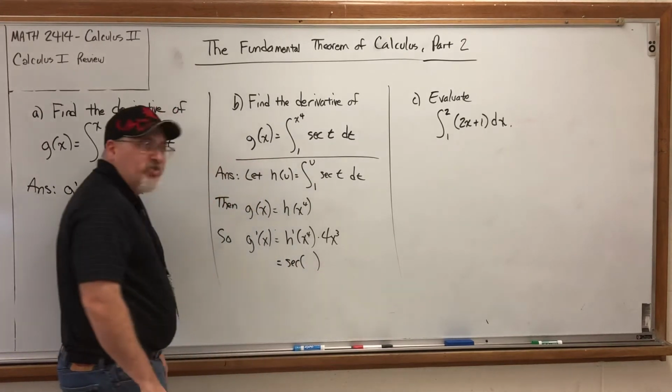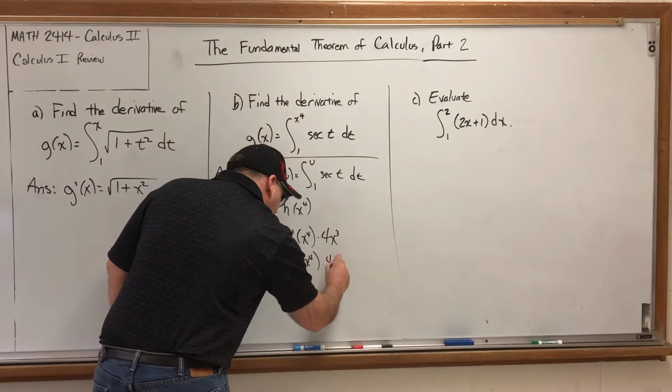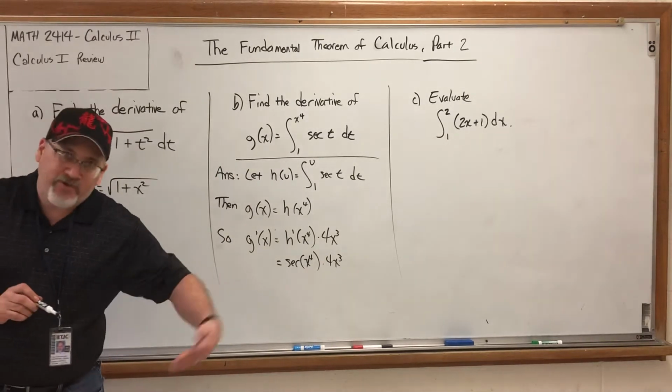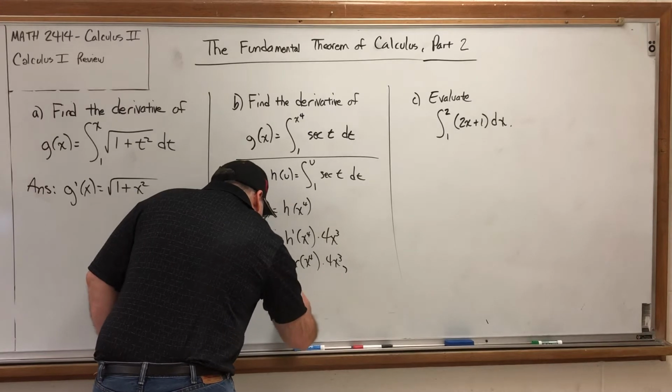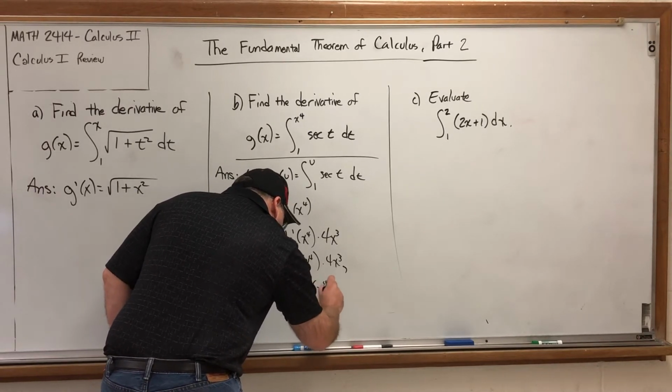But what do I have instead of u? X to the 4th. And I already told you in a previous video how I feel about putting things after trig functions. So I would write this as 4x cubed secant x to the 4th.